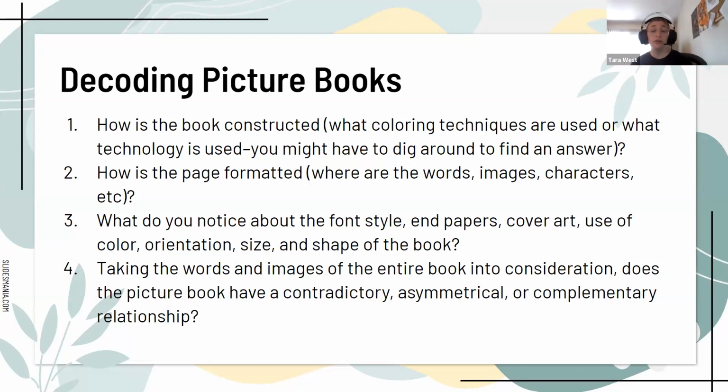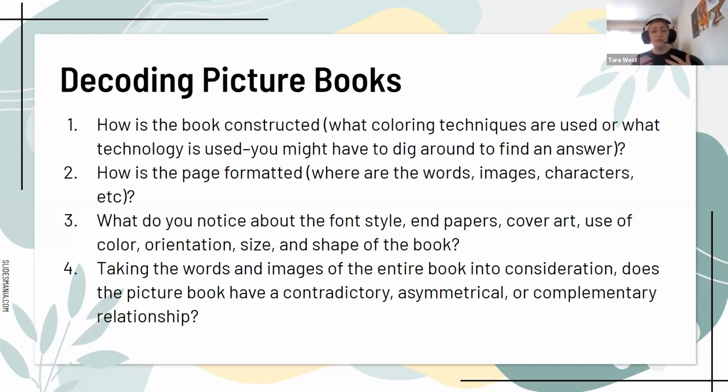So you're looking for whether the words in the picture book are contradictory, like the words are not matching what we're seeing in the images. We're wanting to look to see if the words and images are asymmetrical. So like the words are literally positioned asymmetrically from the images, and it's kind of like a stagnant, diagonal across the page.